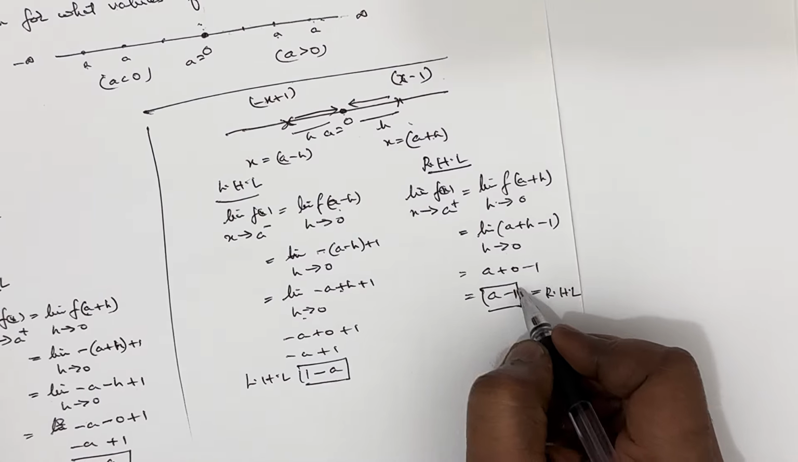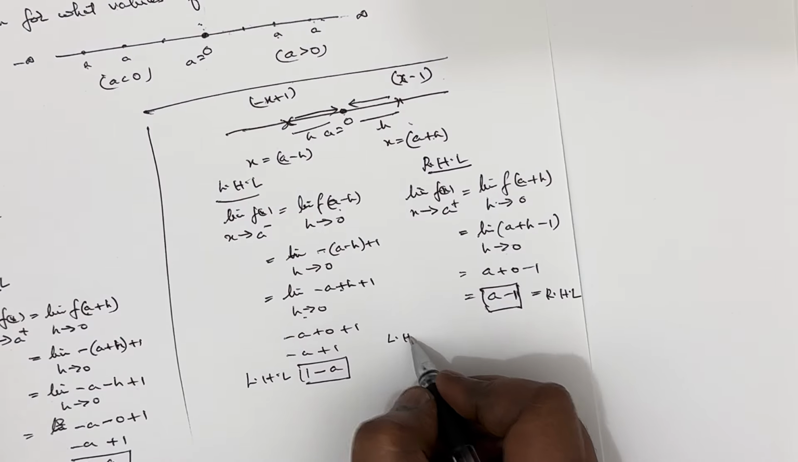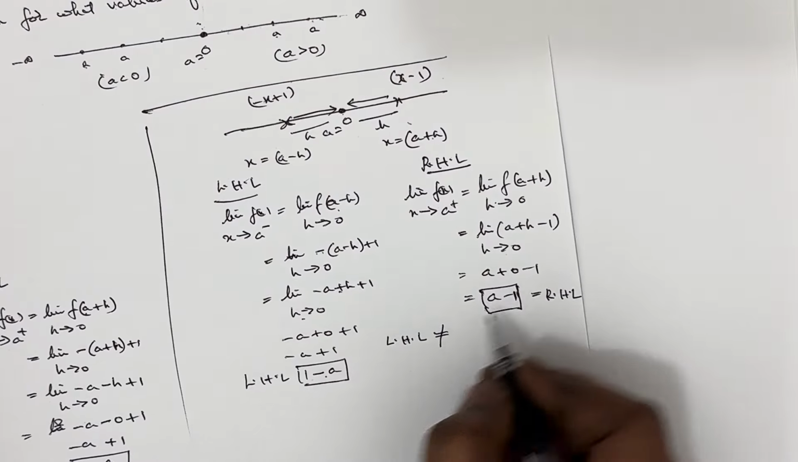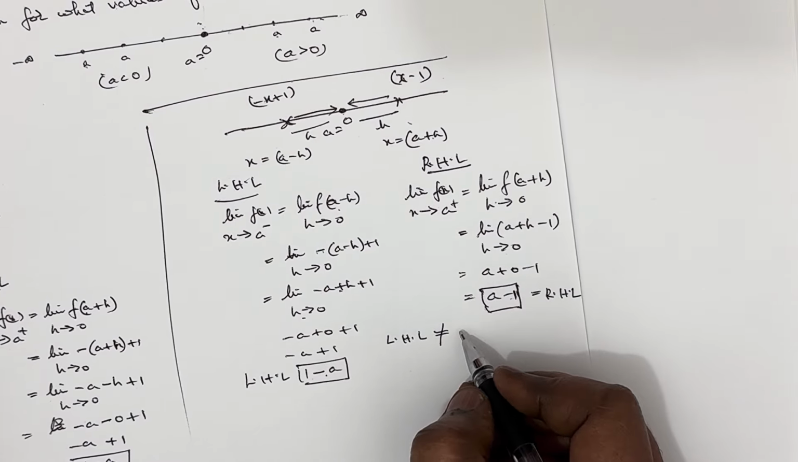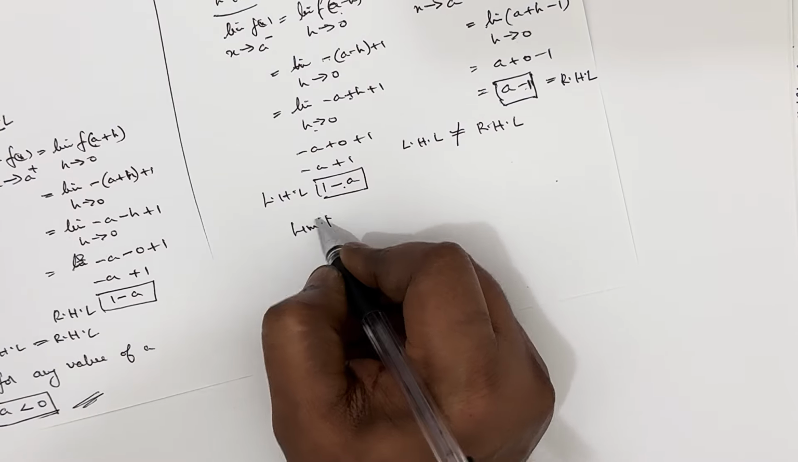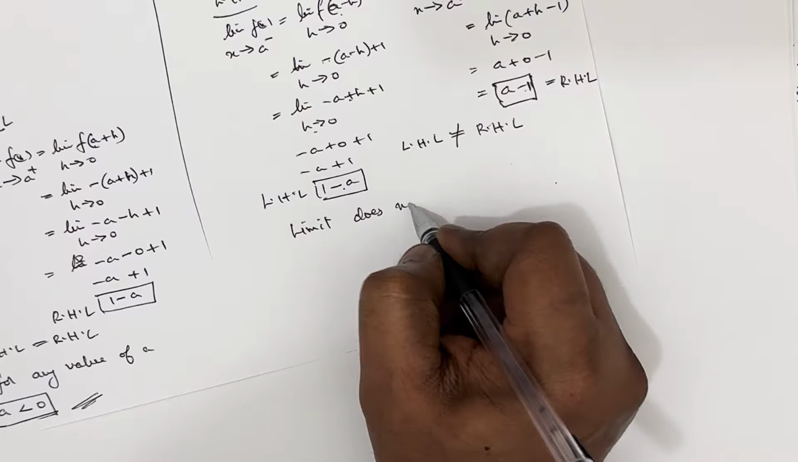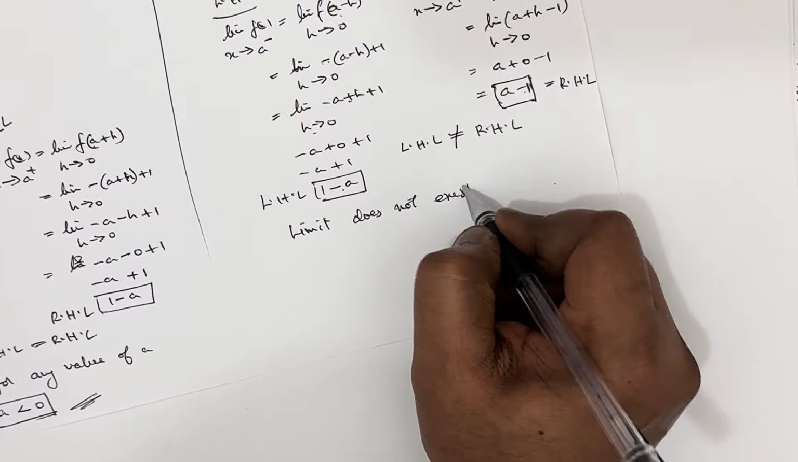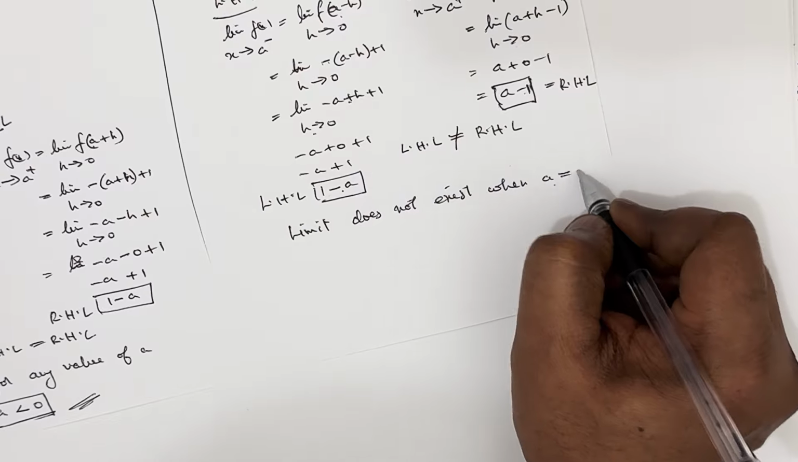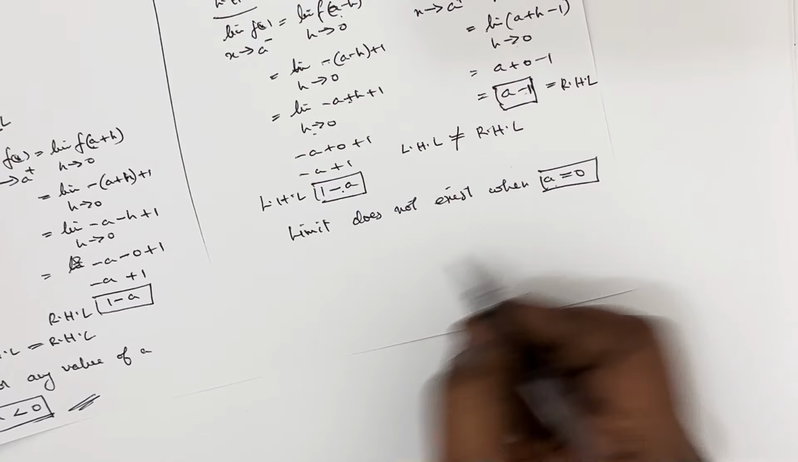Now you see the LHL and RHL are different. LHL here is 1 minus a, and here it is a minus 1, so both are not equal. So we can say that the limit does not exist when a is equal to 0.